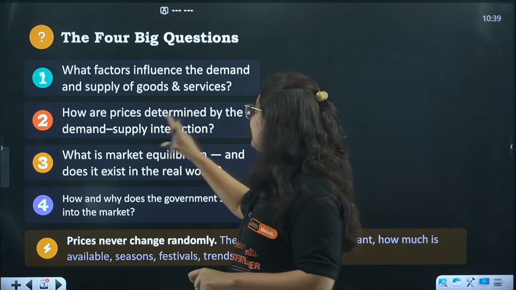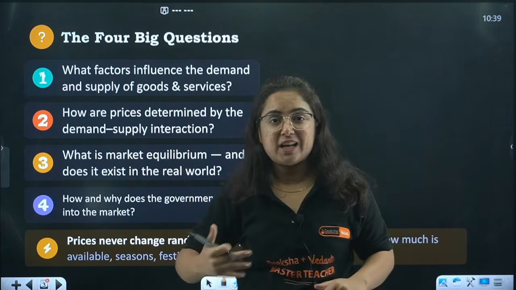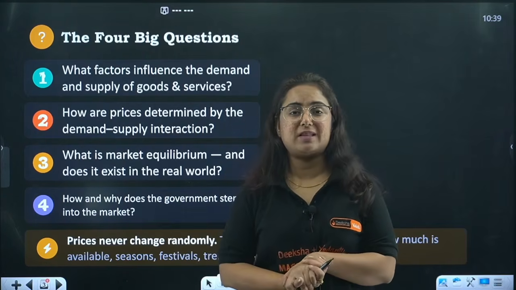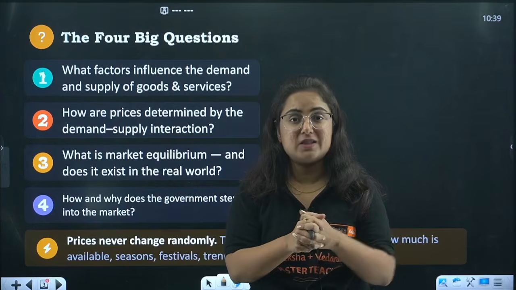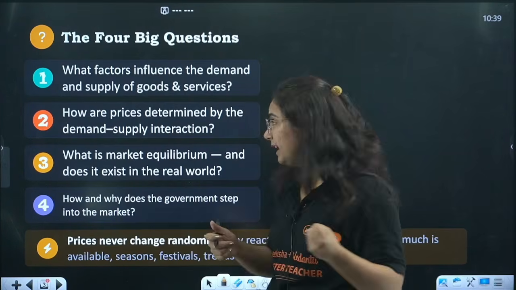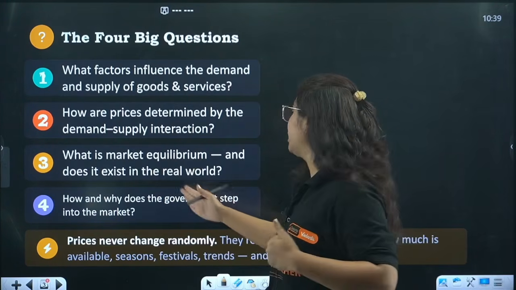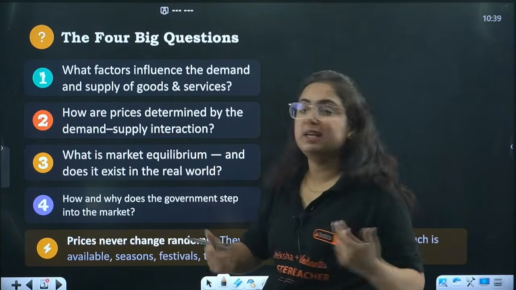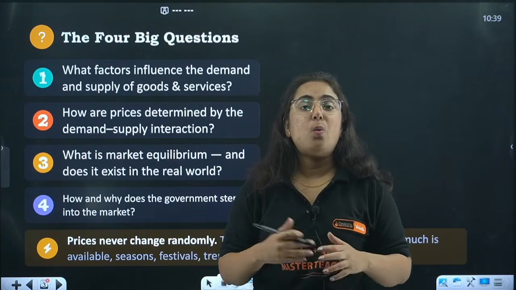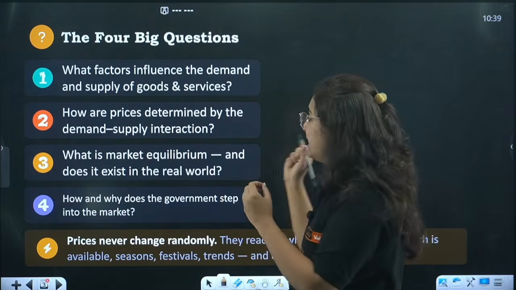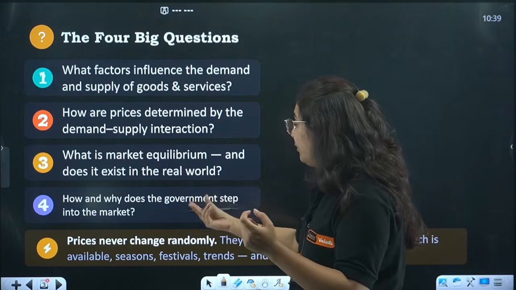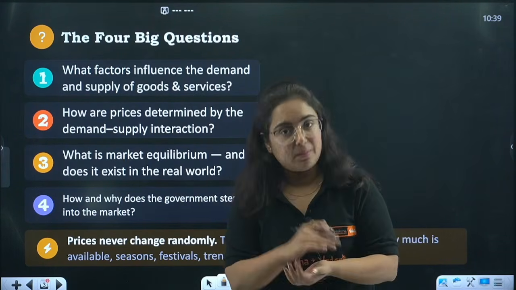How are prices determined by the interaction of demand and supply? As I just told you with examples, there are a lot of times when there are differences in the price of goods and services. So how is it being driven? What is market equilibrium, and does it exist in the real world? Here we will learn a new term, market equilibrium. And how and why does the government step into the market?